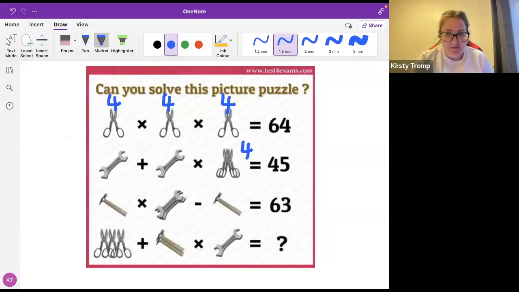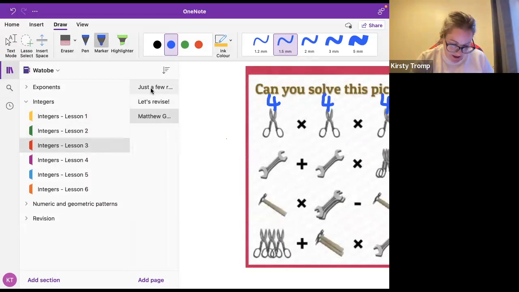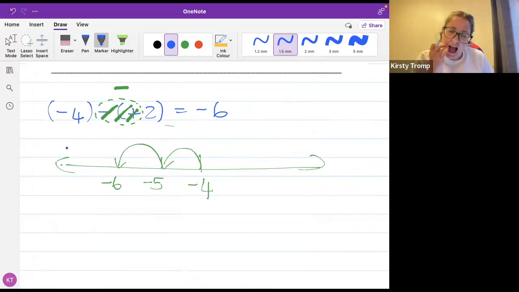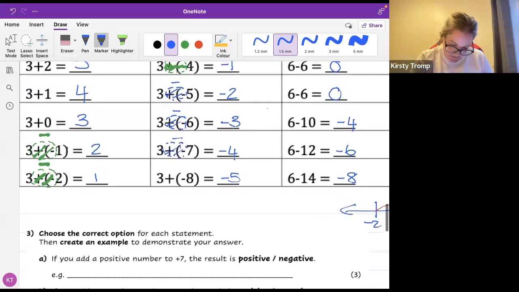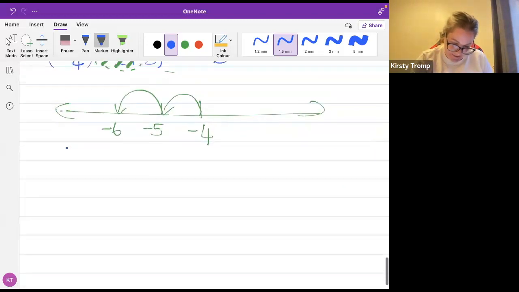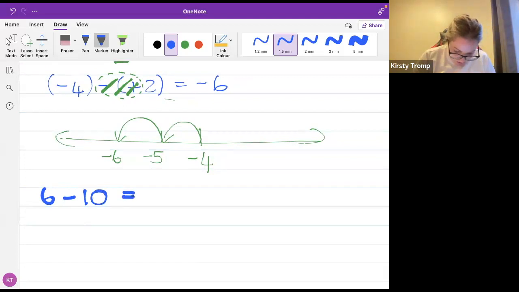I just wanted to ask another question. The other lesson, the revision. Yeah. 6 minus 10 equals -4. How is it -4, not 4? Okay, let's have a look. So 6 minus 10 equals.